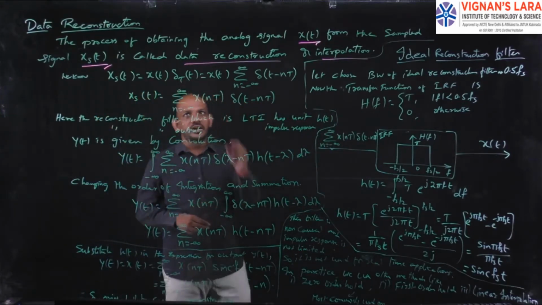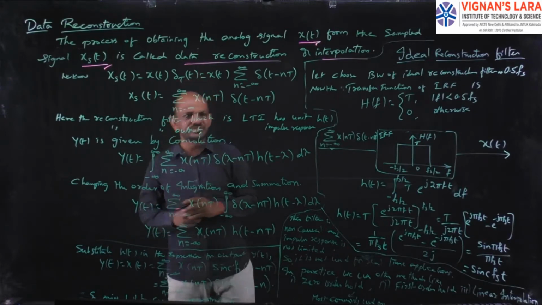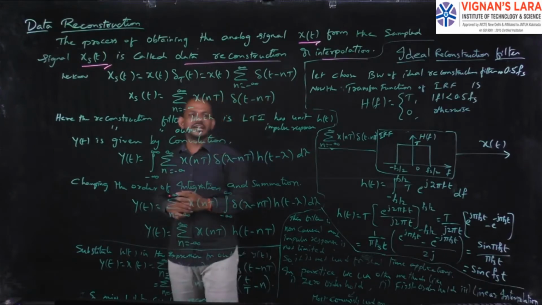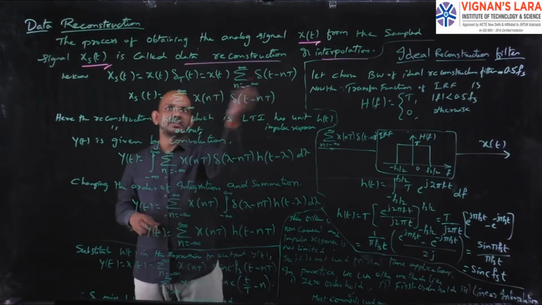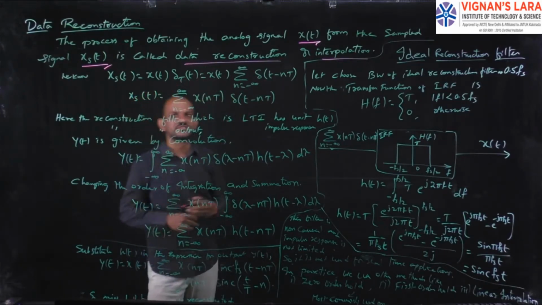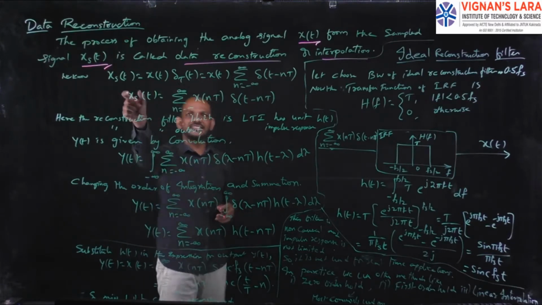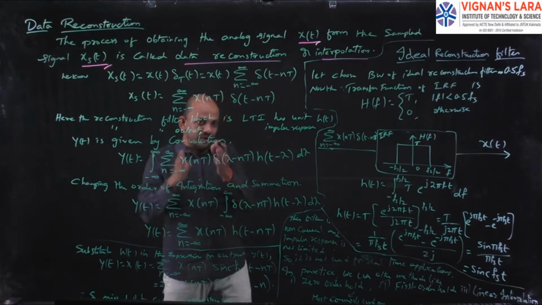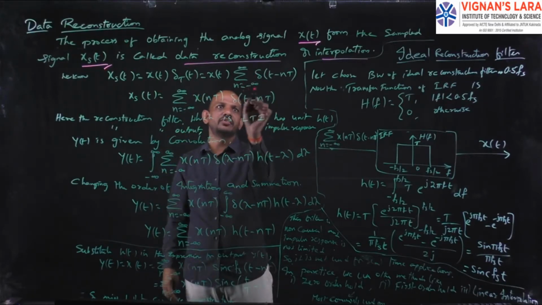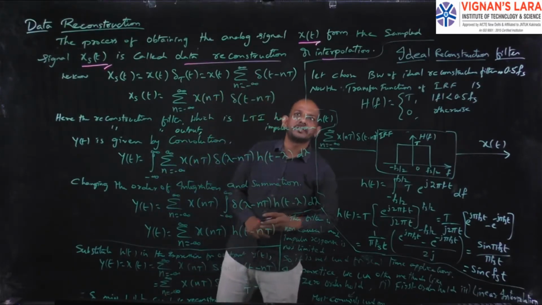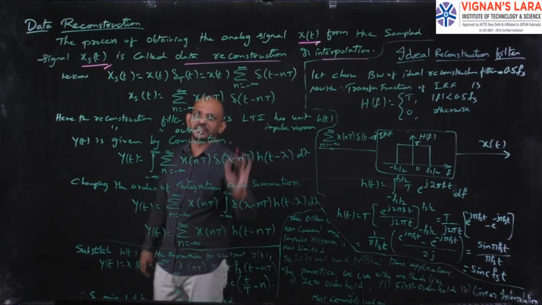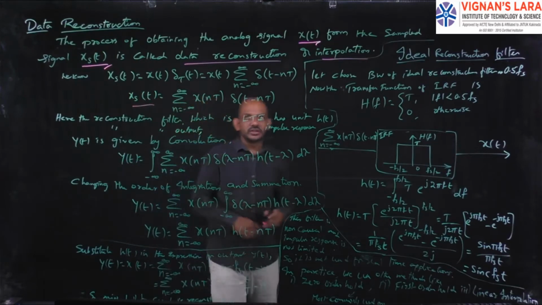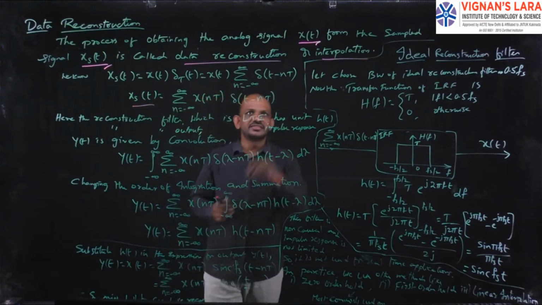I also know the equation of this impulse train: summation n equal to minus infinity to infinity of delta of t minus n capital T. Substituting that equation in place of the impulse train, xs of t equals x of t into summation n equal to minus infinity of delta of t minus small n into capital T.